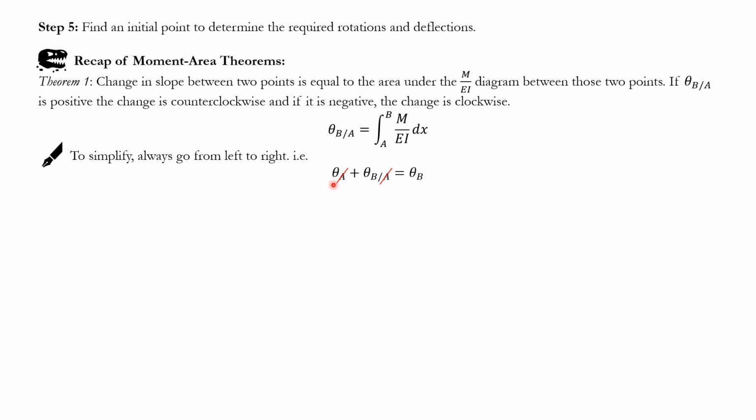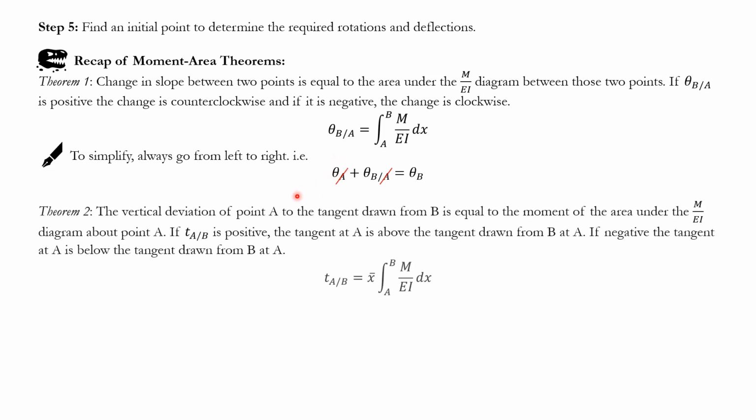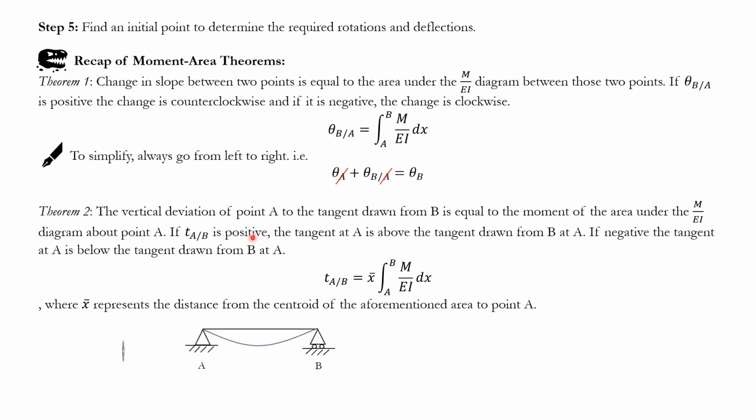So that was our first theorem, which is related to the change in slope, and we basically use it to find rotations, really. That's it. The second theorem talks about the vertical deviation of one point with respect to a tangent drawn from the other. This can be a little bit complicated, so I'm going to talk about these positives and negatives as well.